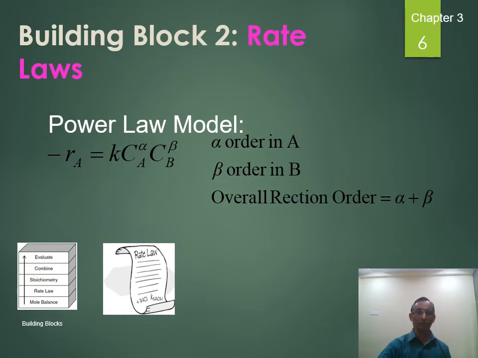Sometimes they are going to ask the order of reaction with reference to A, with reference to B, or the overall order of the reaction. You are going to get these three questions here, so you have to remember what questions are asked in the examination. The order with reference to A is alpha, with reference to B is beta, and the overall total order is alpha plus beta. If alpha is 1 and beta is 1, then the overall order is 1 plus 1, that is 2. If alpha is 2 and beta is 1, then the overall order is 2 plus 1, that is 3.